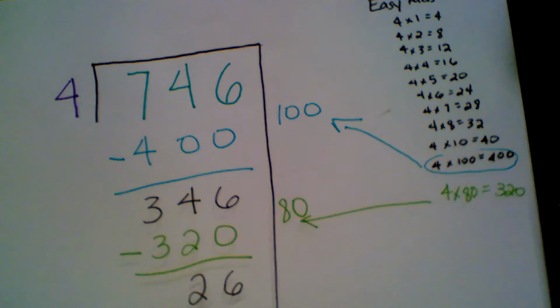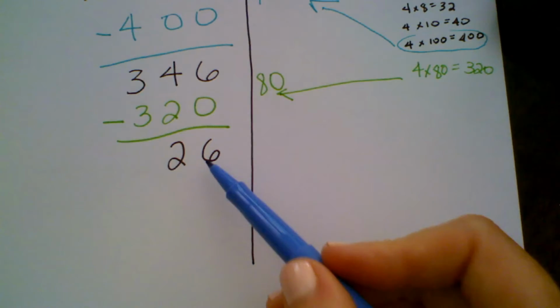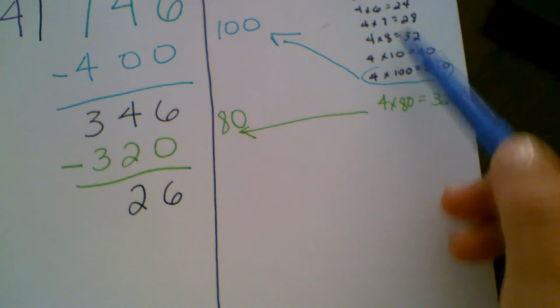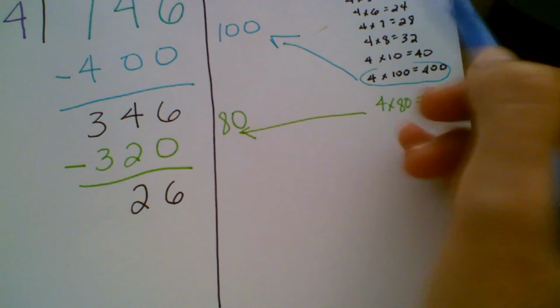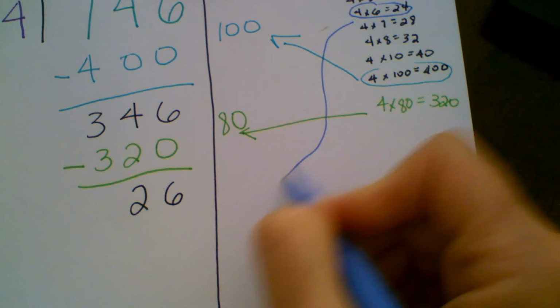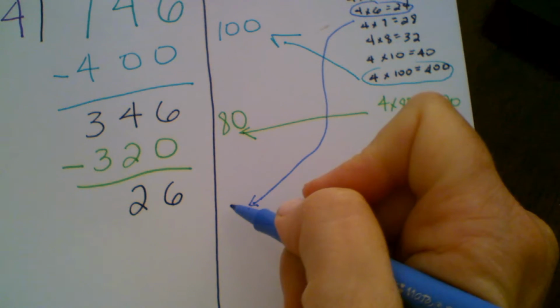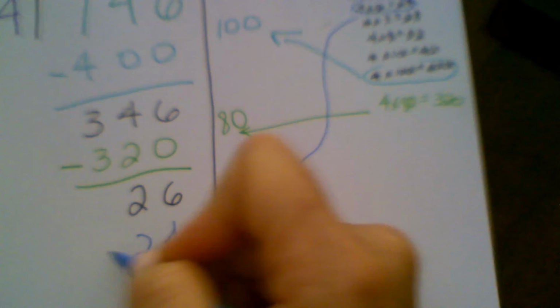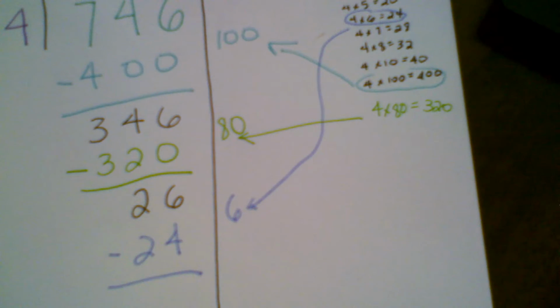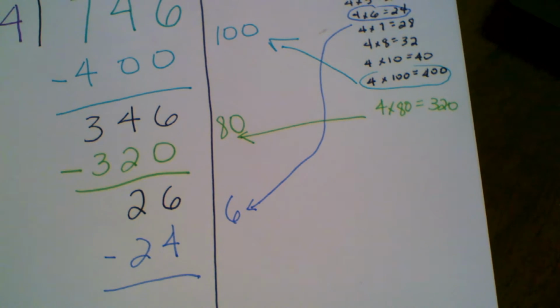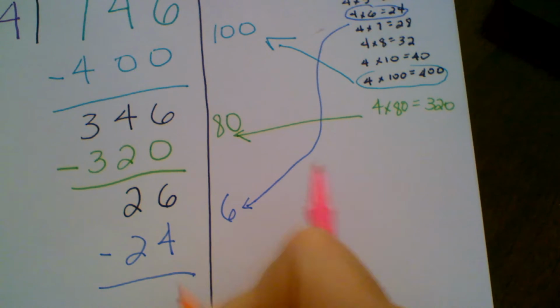I'm still thinking, okay, what's going to get me close to 26? 4 times what gets me close to 26? Well, I know 4 times 6 is 24. So I am going to use 4 times 6. I'm going to write my 6 there. That's a partial quotient. It's 24. I'm going to subtract. I'm going to get a leftover here of 2.